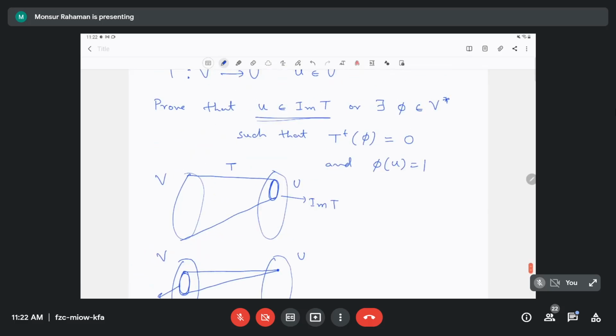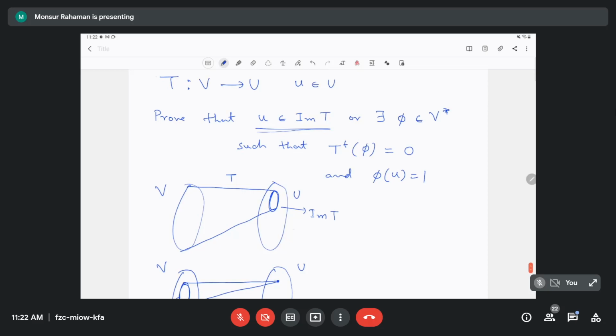Now you have to prove that for any vector u you take from U, u may be in this portion, or they are claiming that there exists a phi belonging to V star. Phi belongs to V star means phi is from V to R, such that T transpose phi equals 0 and phi of u equals 1. I don't know how.